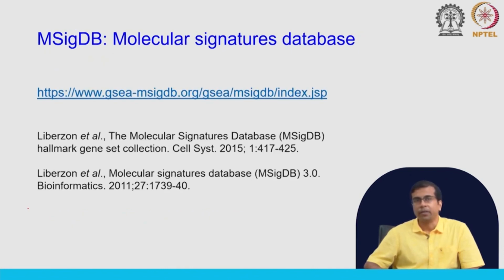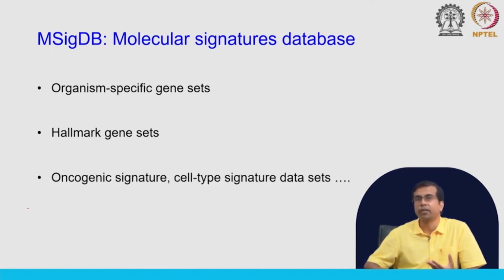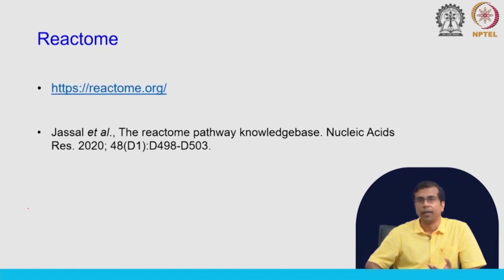Similarly, you have another database called MSigDB, the molecular signatures database. Again the link and the references are given, and here you have organism specific gene sets, looking at molecular signatures, identifying which genes are involved in which specific processes. You also have something called hallmark gene sets. For example, you can have oncogenic signature or cell type specific signature data sets. Some cell types will have expression of certain genes and so on. These kinds of data sets are present in this database, so you can explore and see.